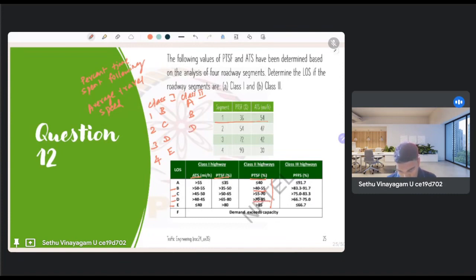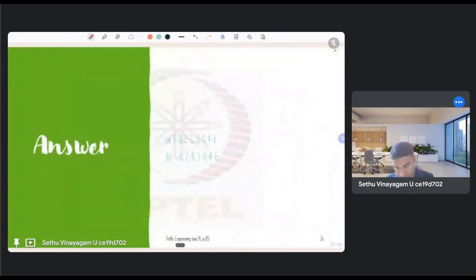And then for segment 4, 90. 90 is greater than 85. So which is corresponding to LOS E. Okay, so we have B, C, D, E for class 1 and A, B, D, E for class 2. Okay.